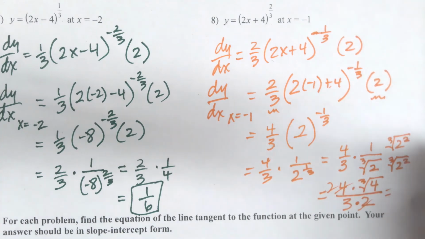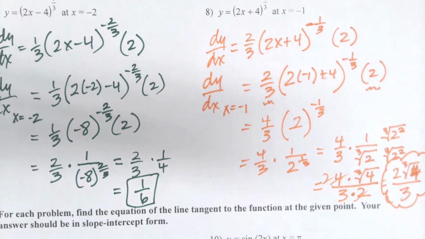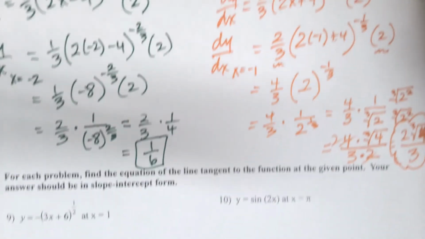My final answer is 2 times the cube root of 2 squared, which is 4, sorry, I almost wrote that as 2 again, over 3. Pretty ugly answer, but that's fine. Like I said, some of these are just a little bit more challenging. Same directions, just a little bit more of a challenge to it.